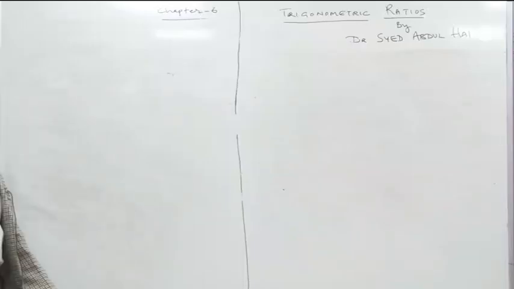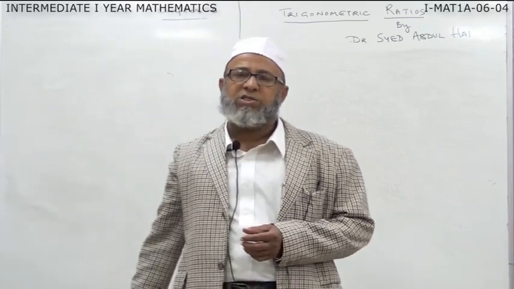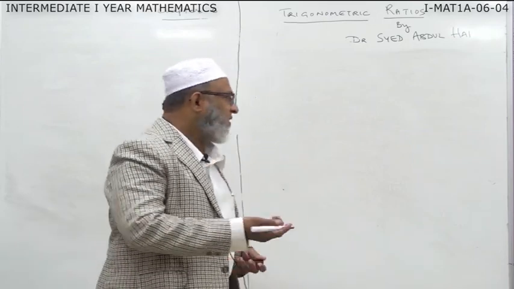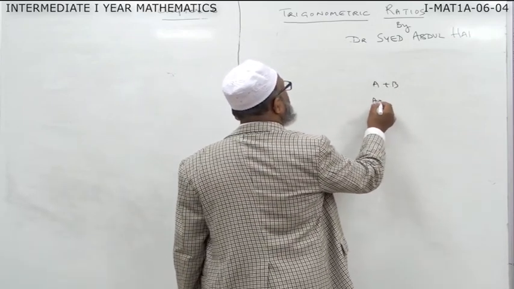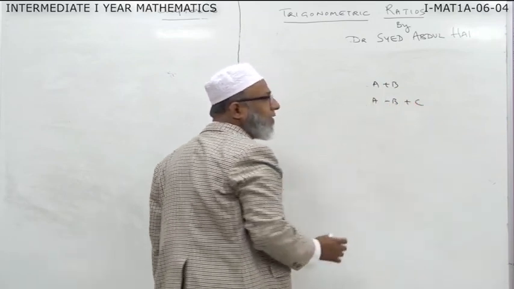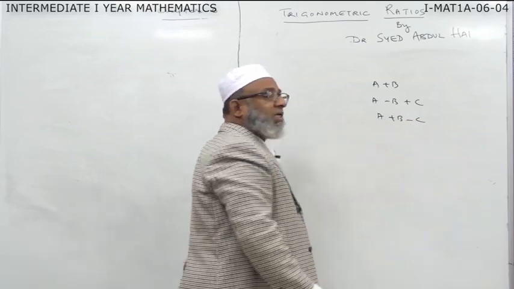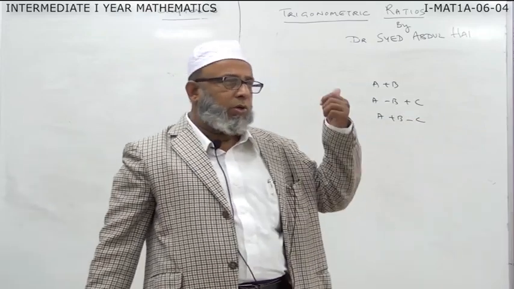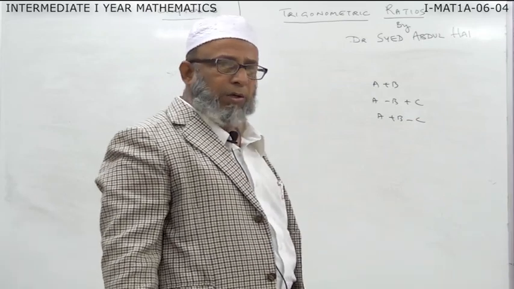In the previous exercise, we have seen single angles: 30 degree, 60 degree, 90 degree, sin A, cos A. Here, what is a compound angle? It is a combination of two, A plus B, or A minus B, or A plus B minus C. So, these angles are called compound angles, right? So, we have concluded some of the formulae for compound angles.